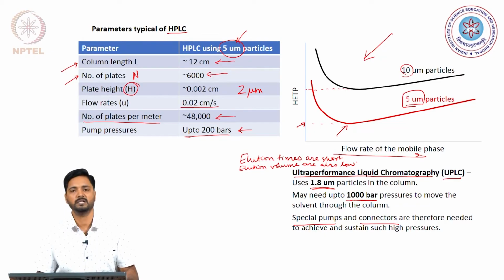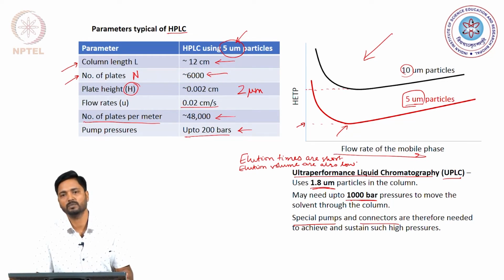So, we can increase the throughput of our instrument, plus the waste solvent that is coming out from the UPLC is much lower in volume. So, this has an advantage in terms of environmental considerations. However, this comes at the cost of the instrument, which is considerably higher than the high performance liquid chromatography system.